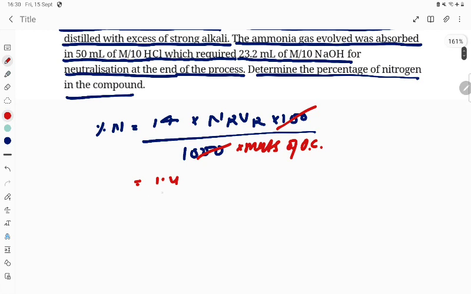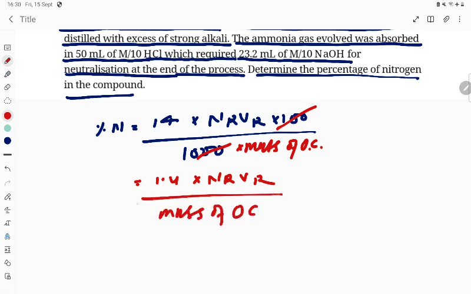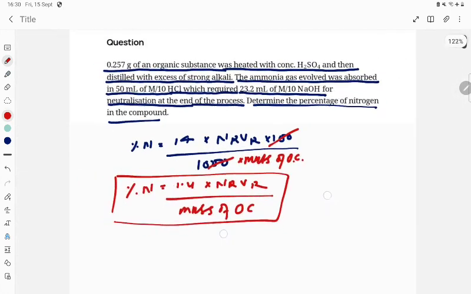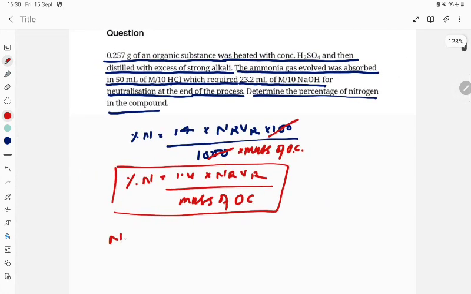So here, percentage nitrogen is 1.4 into NRVR divided by mass of OC. So it is very simple, student. This way you can calculate the percentage nitrogen. Now how to calculate NRVR, student? It can be calculated very easily.